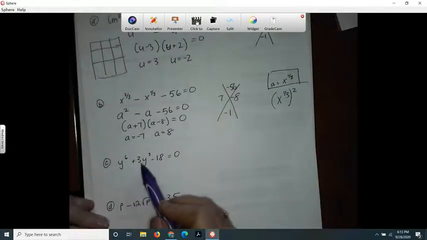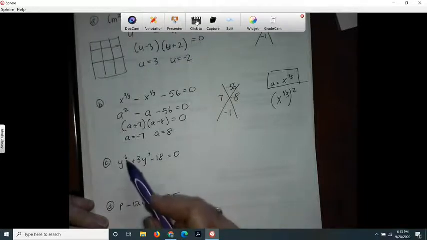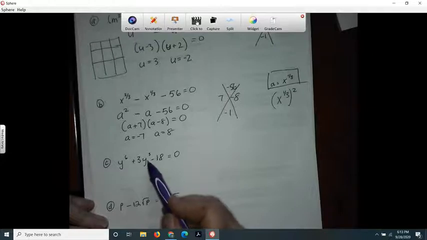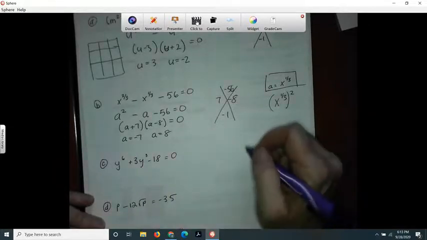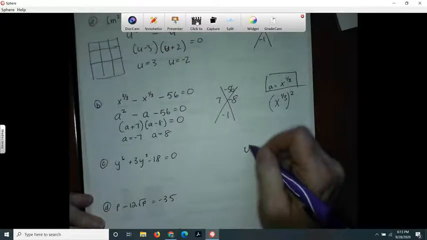This one would be a great quadratic to solve if it were a quadratic, but it's not. It's got something to the 6th and something to the 3rd. So I look at my middle term, which is y to the 3rd, and that's what I'm going to set my u equal to. This time I'm just going to make my u a big uppercase U so it doesn't look like a 4.